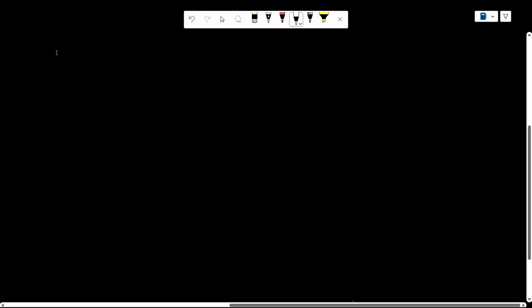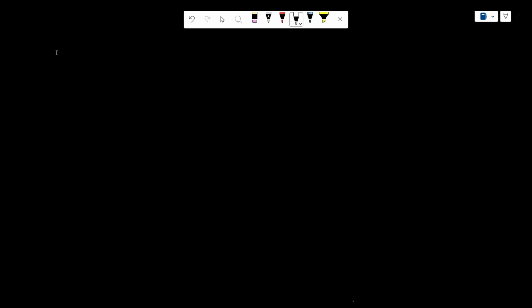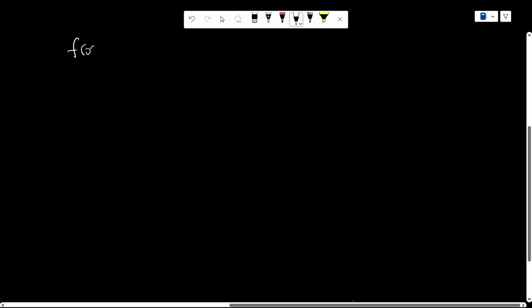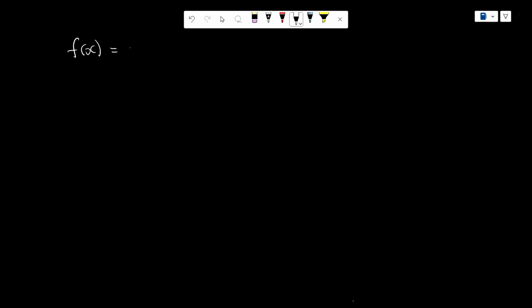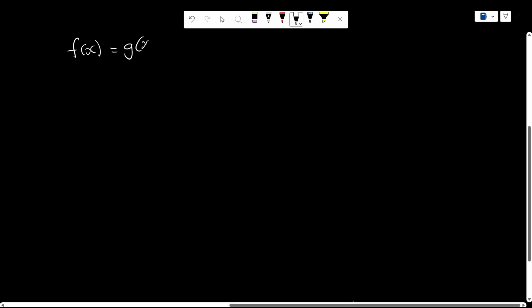So we did talk about how to derive a function using the first principle and the basic power rule, right? Now, what if we have a function which is equal to a function times another function?